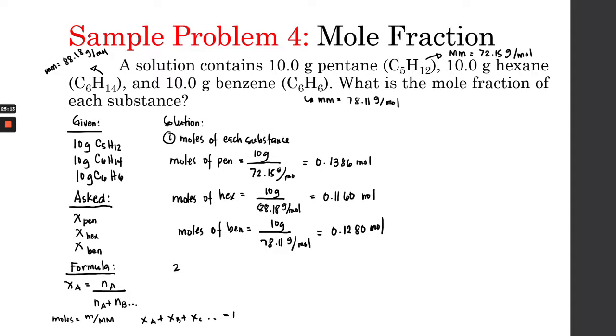Now that we know the moles of each substance, what we have to do next is add the sum of all moles. So that's 0.1386 plus 0.1160 plus 0.1280, which is equal to 0.3826 moles. So now that we have the sum of all substances, we can find the mole fraction.